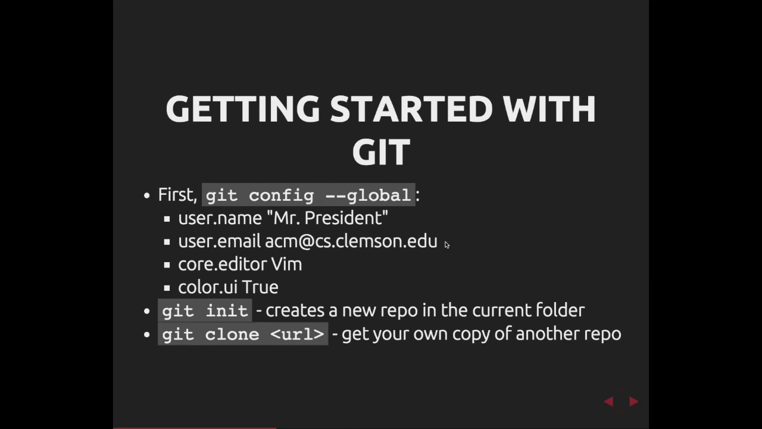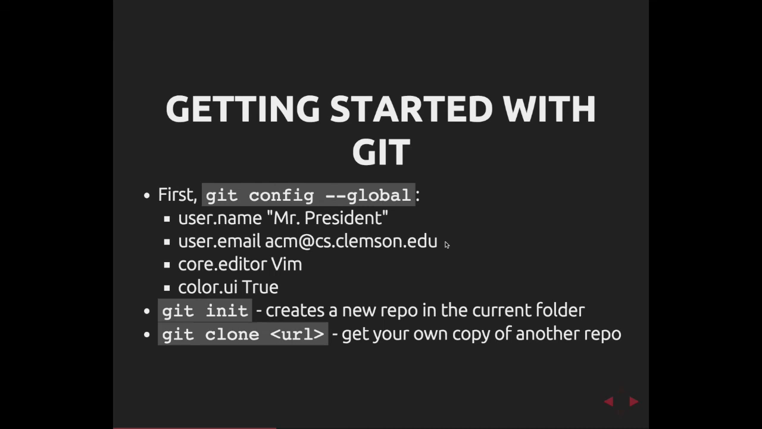Okay. Some other things that you might want to set up with your Git config, we'll have the slides available after the fact if you want to look at them later. You can set, for example, your text editor that you prefer for editing stuff with in Git. And you can also set your color preferences for your terminal. So those are some other settings that you can set with git config.